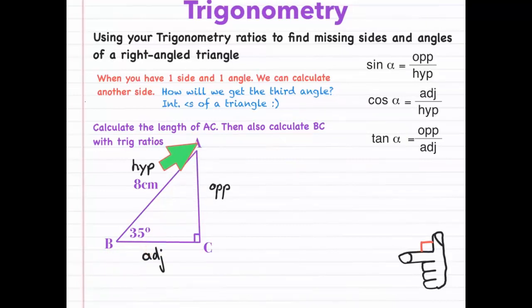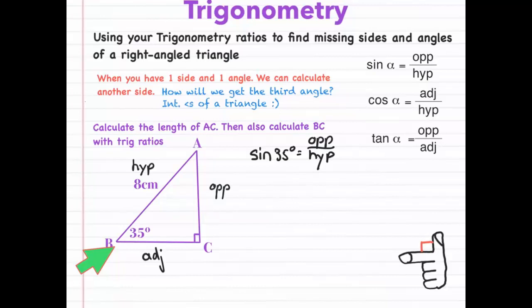So look what I do now. I want to calculate the length of AC. So I have the hypotenuse and I don't have AC. Forget about the adjacent for now because I don't want to calculate it. So what ratio do you know that deals with the opposite and with the hypotenuse? Isn't it the sine? Yes. So basically the sine of 35 degrees is equal to the opposite side divided by my hypotenuse.